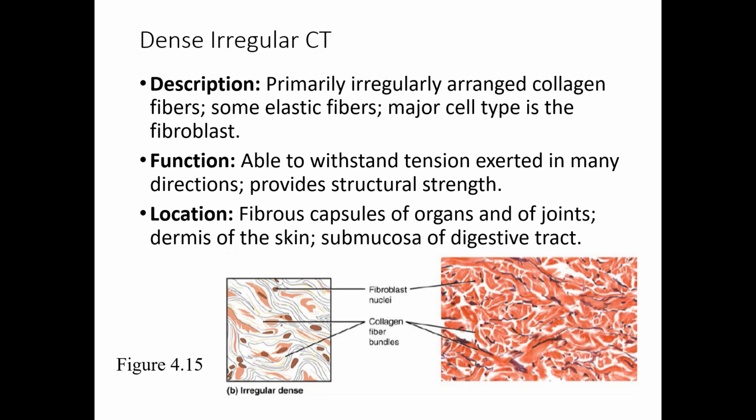Dense irregular connective tissue looks like a mass, but it's not. It's also made only of one type of fibers, collagen fibers, and one type of cells, fibroblasts. But those fibers are going in all possible directions, back and front and left and right and up and down. So that's why you see the pictures that you see, and the cells are between those fibers. This tissue can withstand tension, and it provides structural strength. We have that type of tissue in our joints, in the dermis of the skin, its lower layer, and also in the submucosa of the digestive tract.